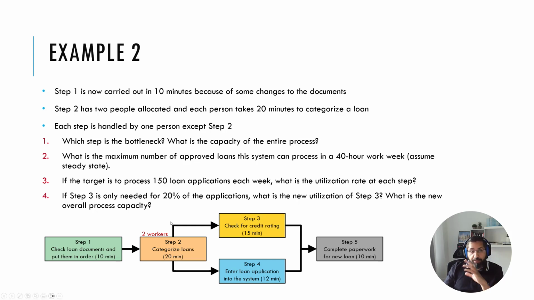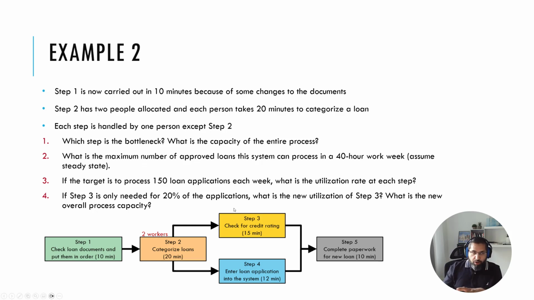So remember, before capacity was 3 loan applications per hour. When we added a worker to step 2 to have 2 workers working on step 2, now step 3 became the bottleneck, and our capacity went up from 3 loan applications per hour to now 4 loan applications per hour, and our bottleneck has moved to step 3. What is the maximum number of approved loans this system can process in a 40-hour work week in steady state? Very easy peasy lemon squeezy.